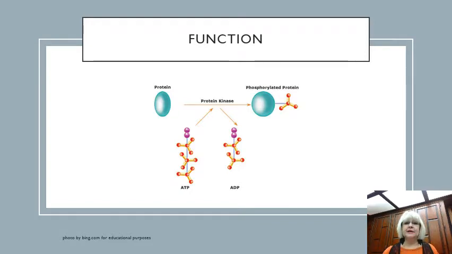So the kinases function in a variety of processes. It's the pathways, the actions, and they're responsible for key events in the body. The receptor tyrosine kinases function in transmembrane signaling, while the tyrosine kinases within the cell function in signal transduction to the nucleus.